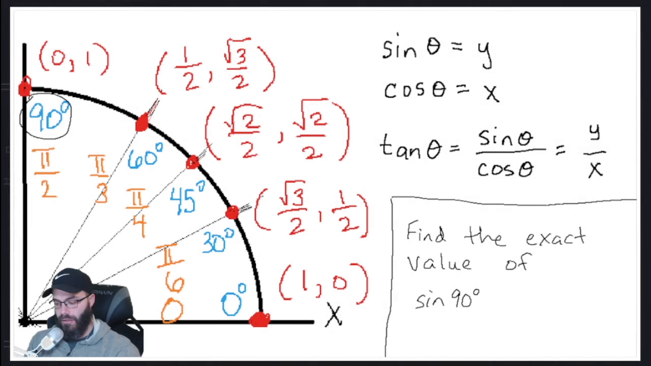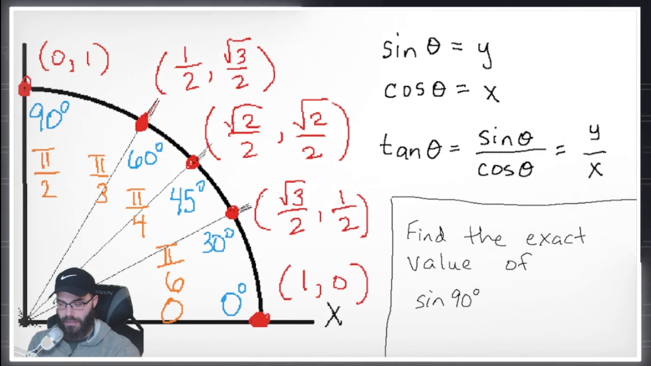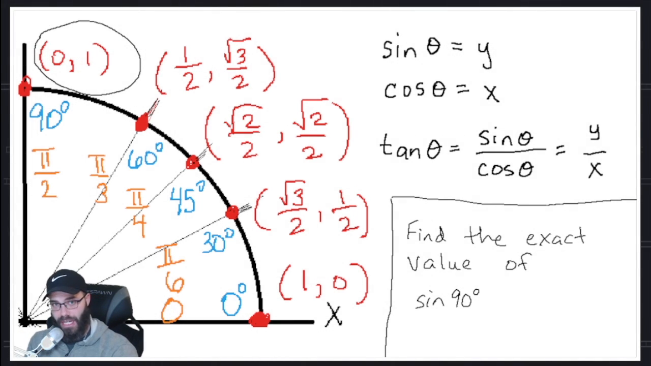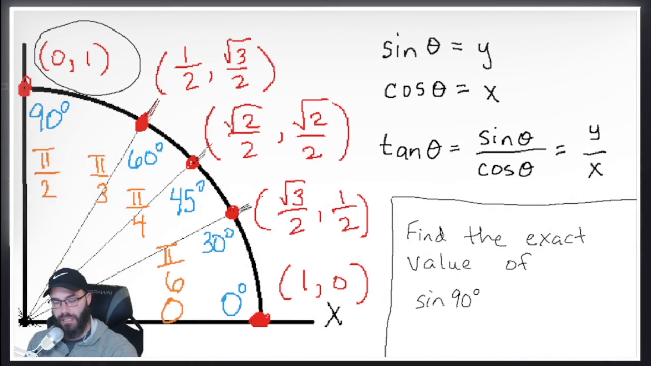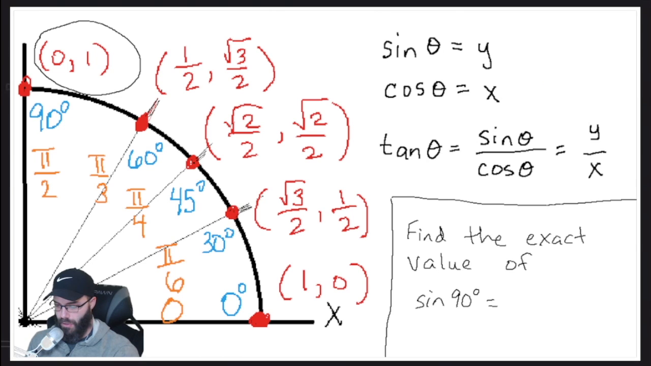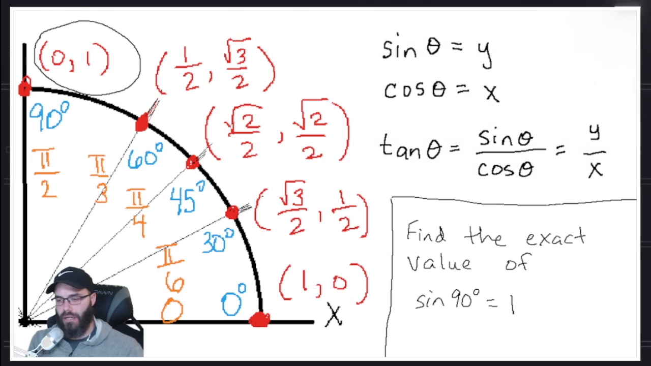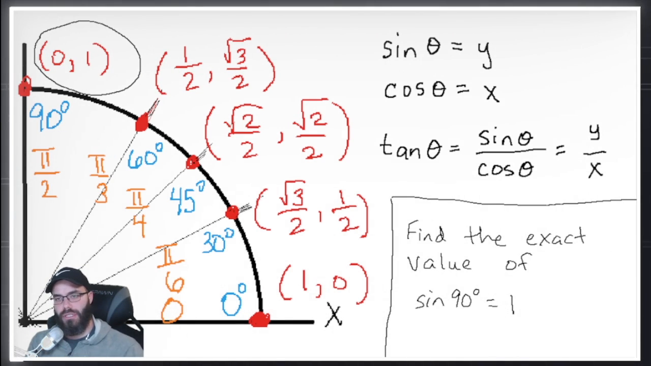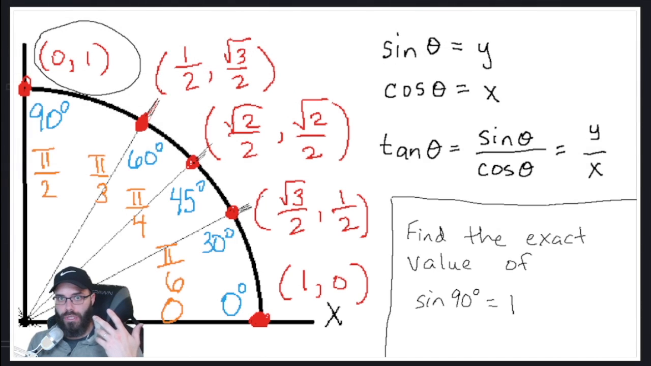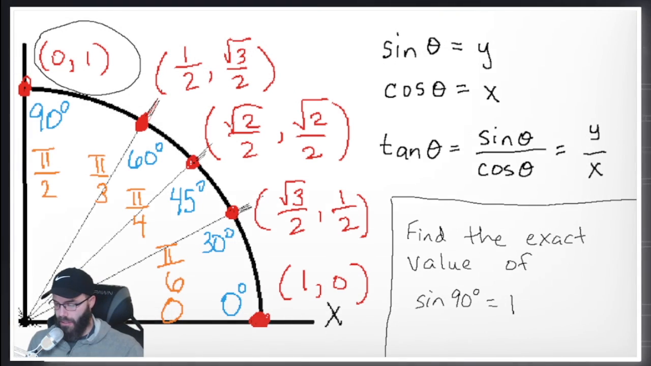We know that sine is the y-coordinate at that particular angle. So sine of 90 degrees, look at the coordinate here. Sine is the y-coordinate. So sine of 90 degrees is equal to 1. If you were to type sine 90 degrees into a TI calculator, making sure you're in degree mode, and hit enter, you'll get 1. And that's why.